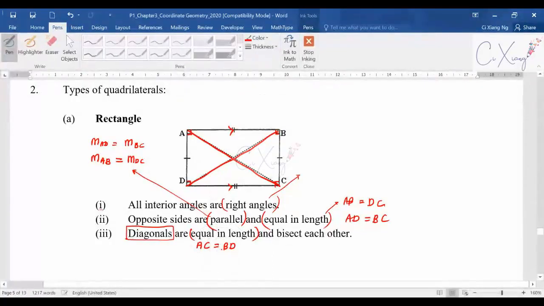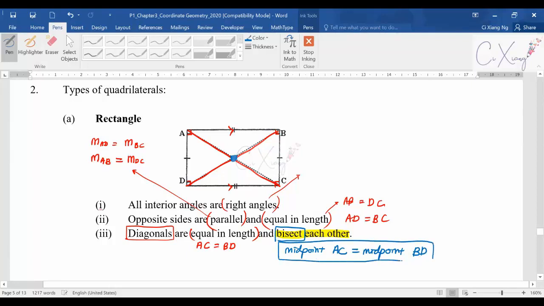So this is a question of the distance. And also bisect each other. When you see the words bisect each other, it means that the intersection point of the two lines is actually the midpoint of each other. So the word bisect tells you that their midpoints are the same. That means the midpoint of AC equals the midpoint of BD. Again, this property will link with the midpoint formula that we learned.